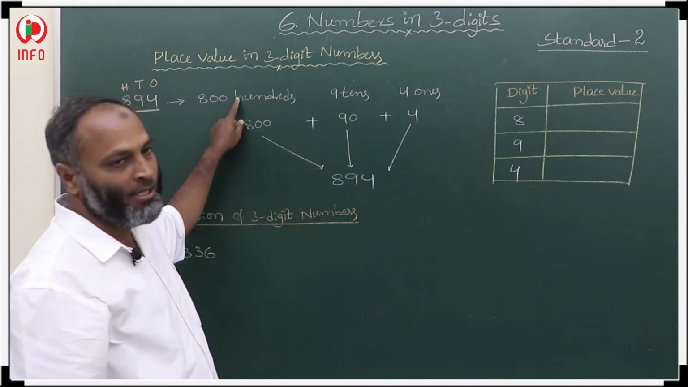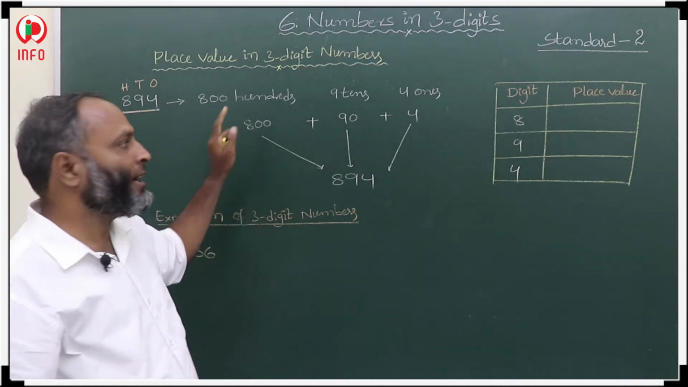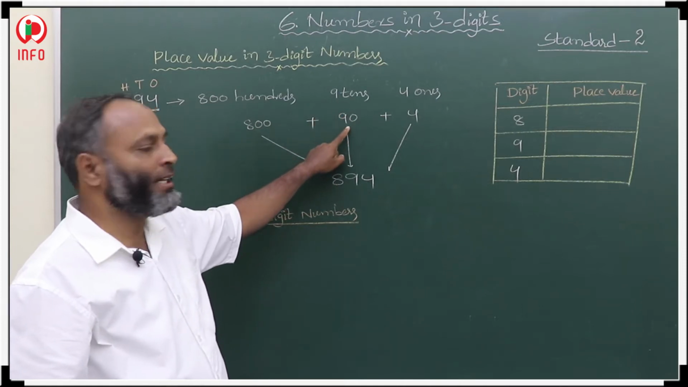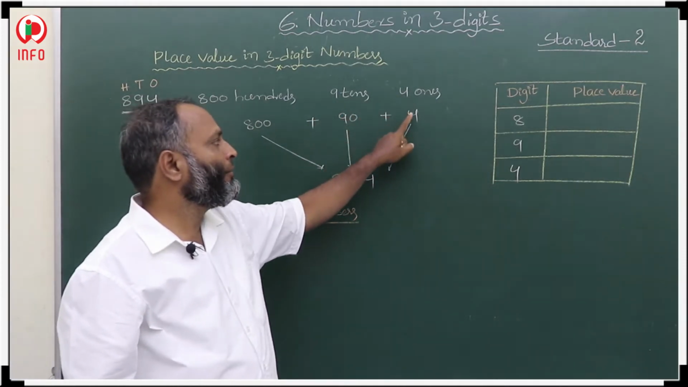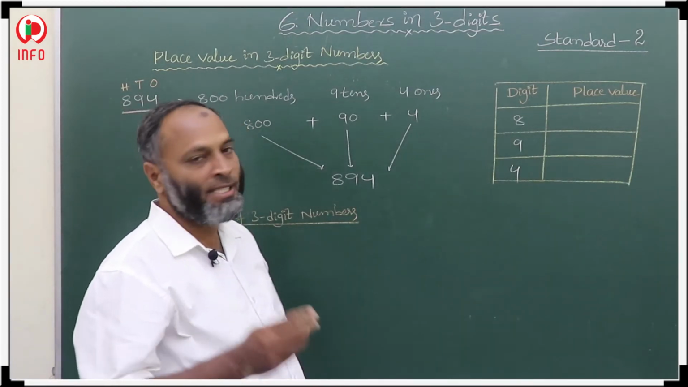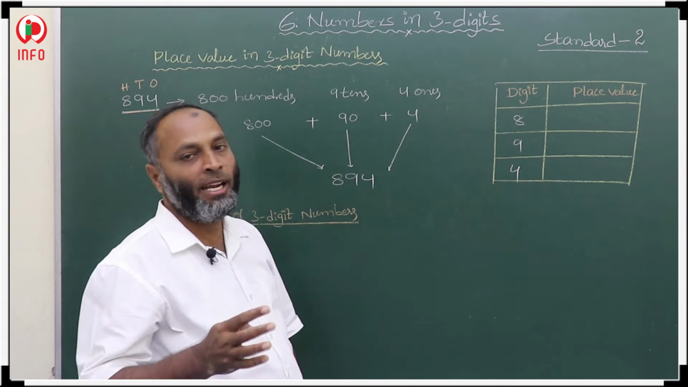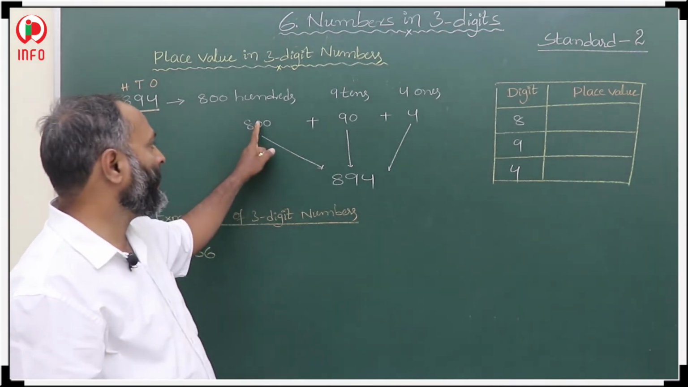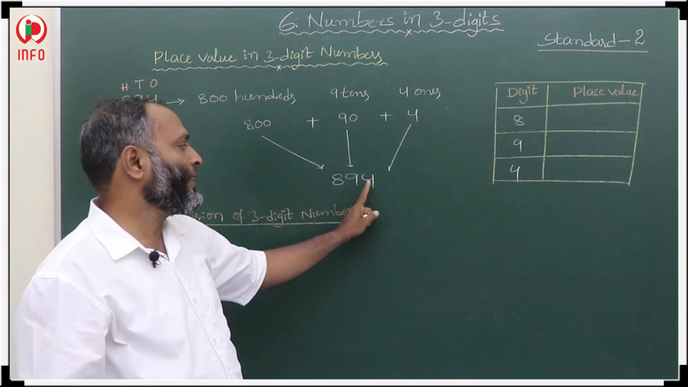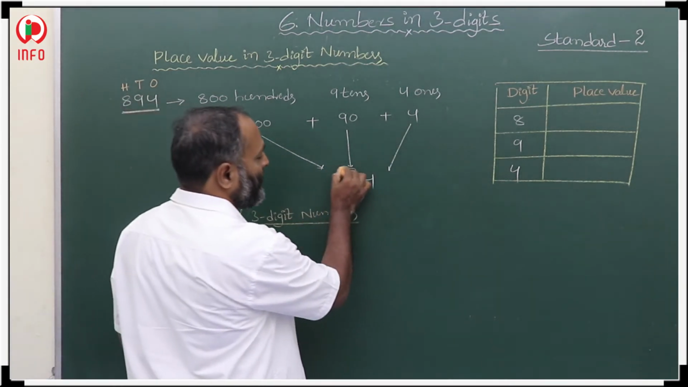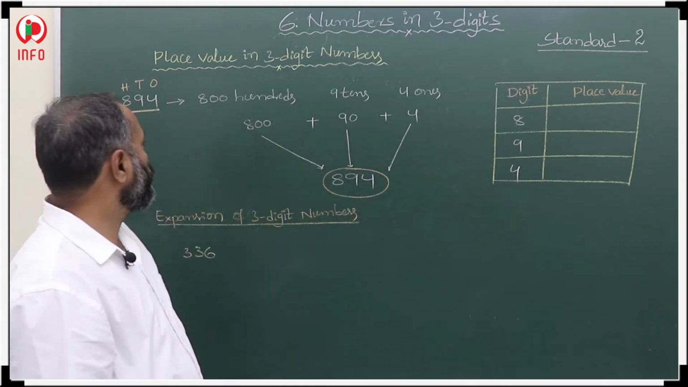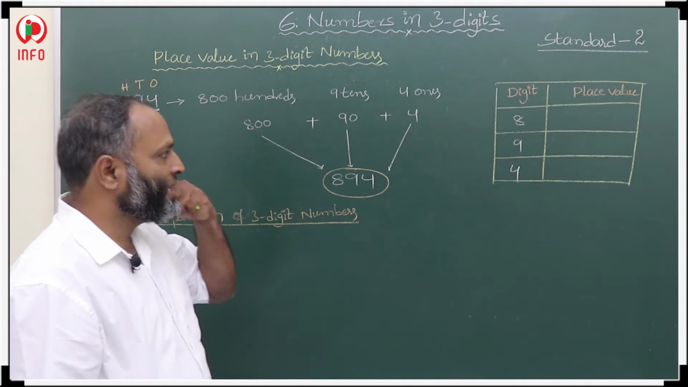8 hundreds, just before in the chart we discussed, 8 hundreds means 800. 9 tens means 90. 4 ones means 4. Then if we add 800 plus 90 plus 4, we get 894. What is our answer? 894.